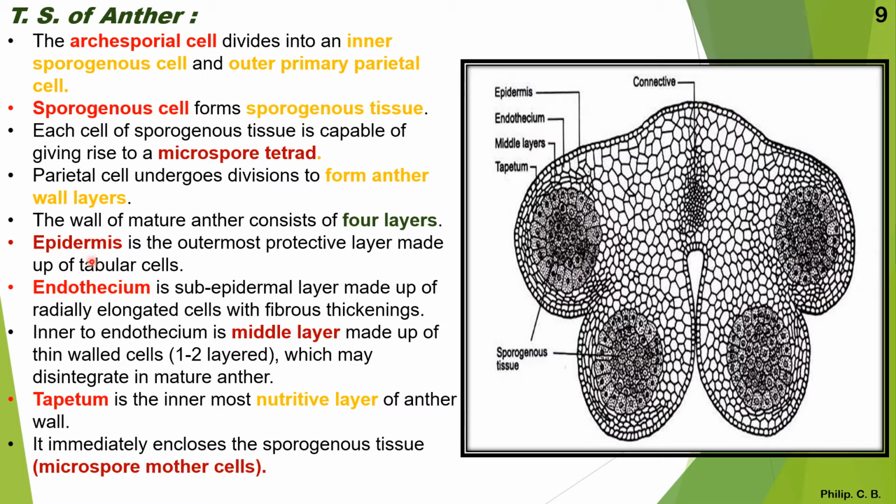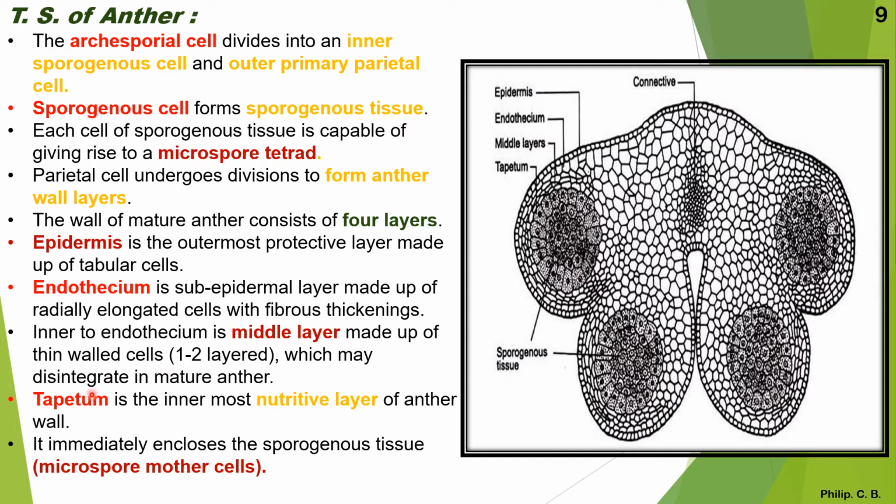First, the epidermis. It is the outermost protective layer made up of tubular cells. So you can see here it is continuously covered throughout. Then second, endothecium. It is a subepidermal layer made up of radially elongated cells with fibrous thickening. So it is the second layer, inner to epidermis, which has fibrous thickenings. Inner to endothecium is a middle layer made up of thin walled cells, one or two layered, which may disintegrate in mature anther. So as the anther gets mature, it gets disintegrated.